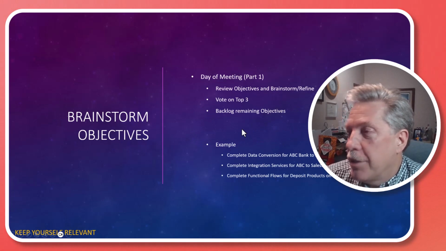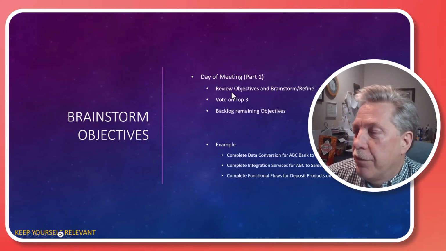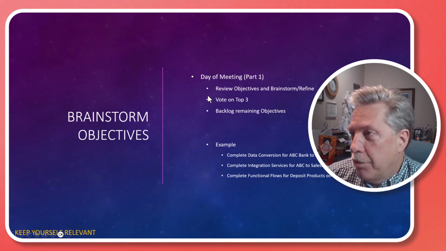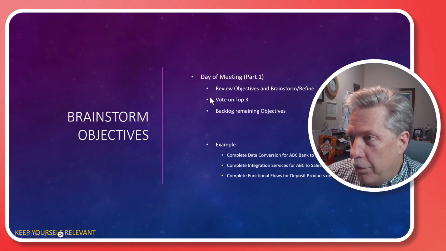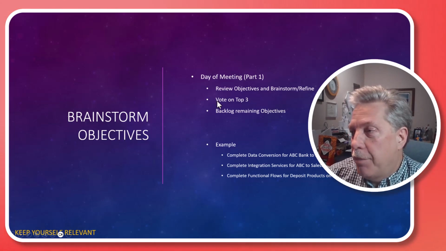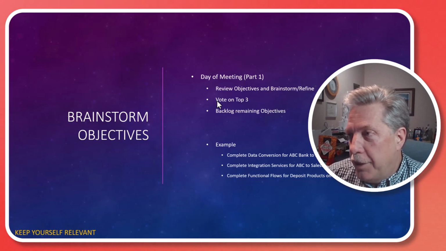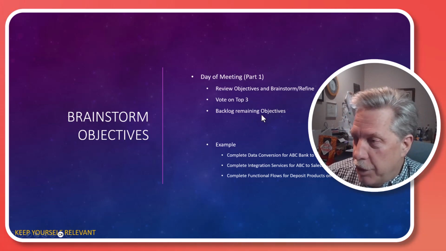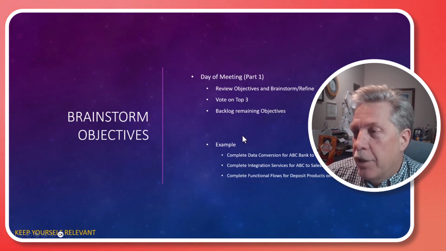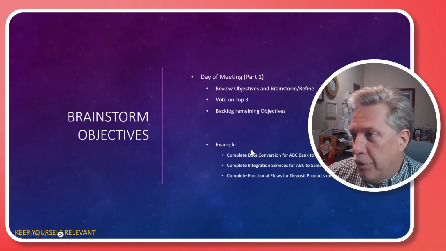Then I set up a meeting, and the first part of the meeting was to review the objectives, brainstorm, and refine the data that we had come up with. Then we voted on the top three objectives for the team, the ones that we thought were most relevant. And then we created a backlog of the remaining objectives that we had identified. So in our case, we had three different key objectives.